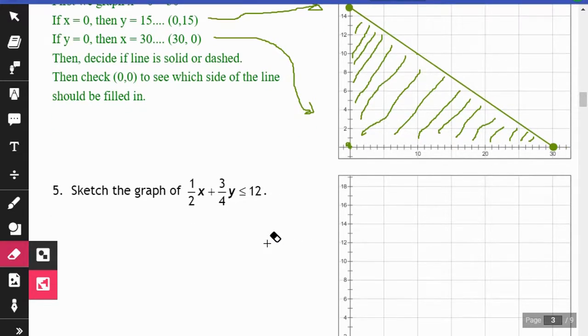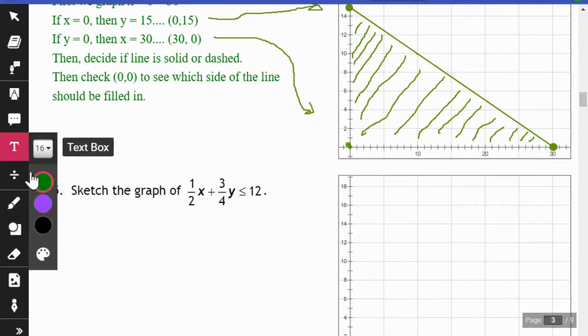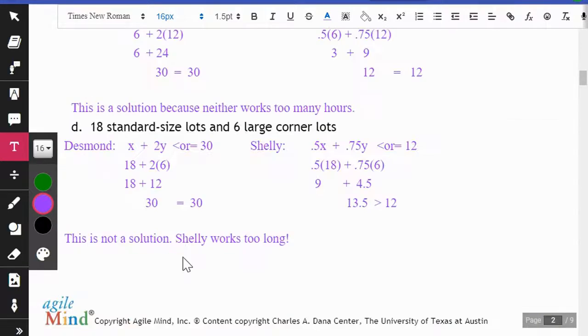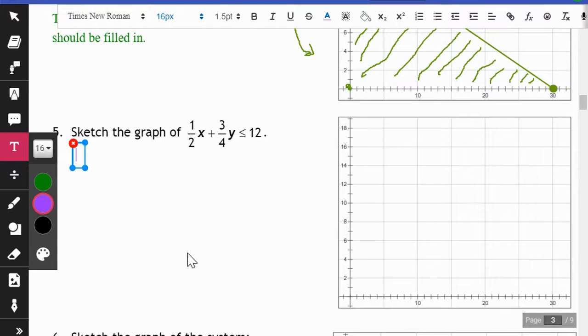Now we're going to do the same thing with Shelley. I'm going to go to text. I'm going to click on here. I'm going to click on purple again because she's our purple person, right? Yeah. Purple is Shelley up here. Great. So Shelley, her equation, we're going to graph 0.5x plus 0.75y equals 12. So I'm graphing it as an equals because I just want to find that line.